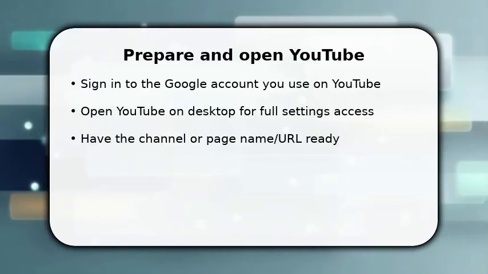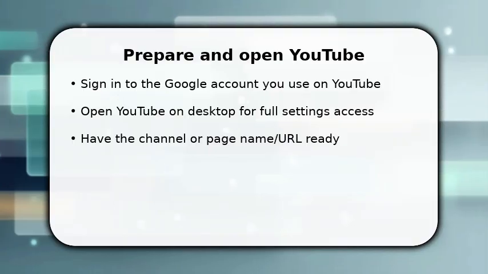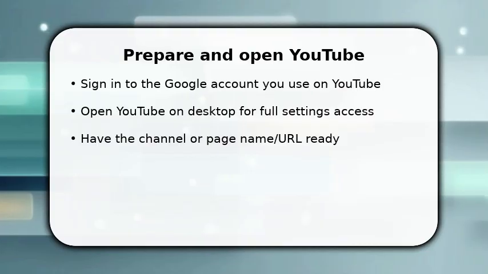You start by signing into the Google account that controls your YouTube experience. This ensures changes apply to your account. Once signed in, open YouTube on a desktop browser because channel blocking controls are most accessible there.